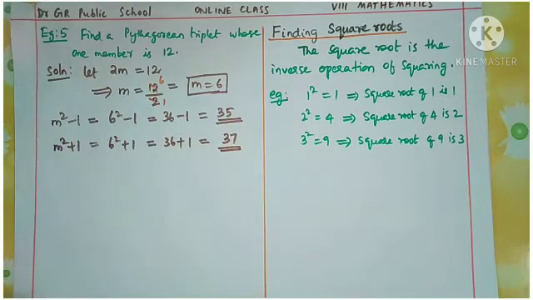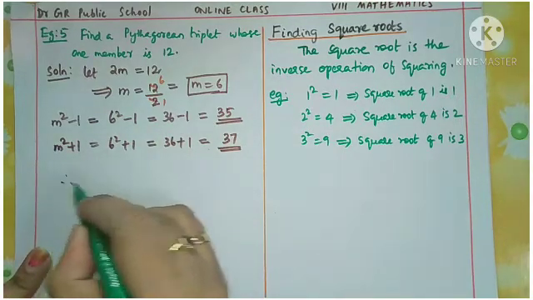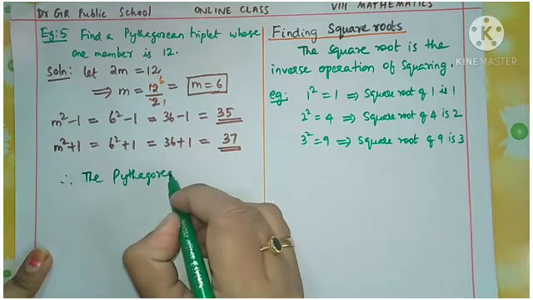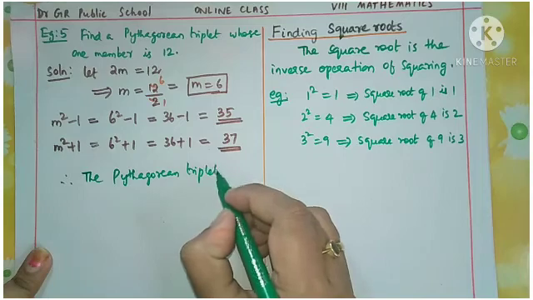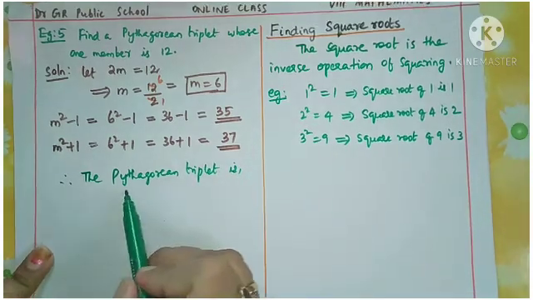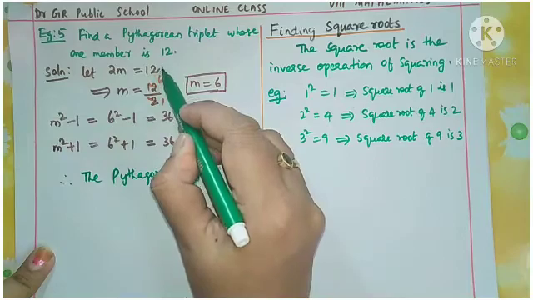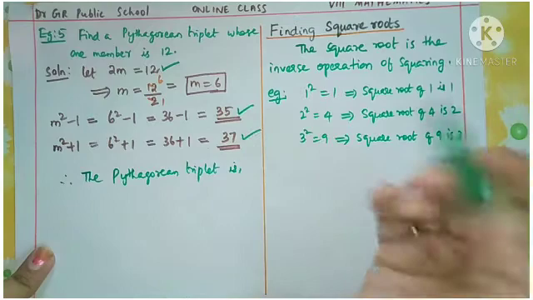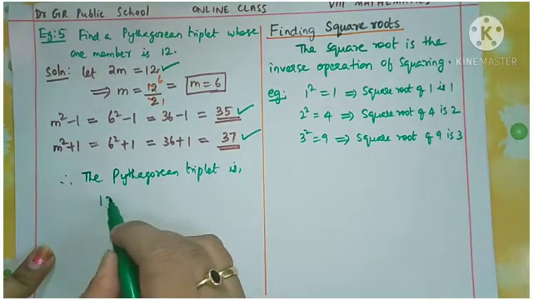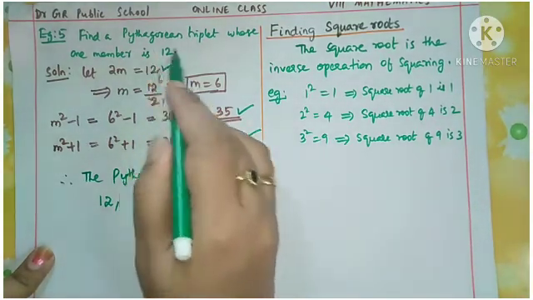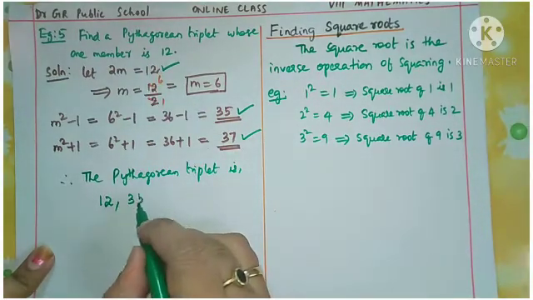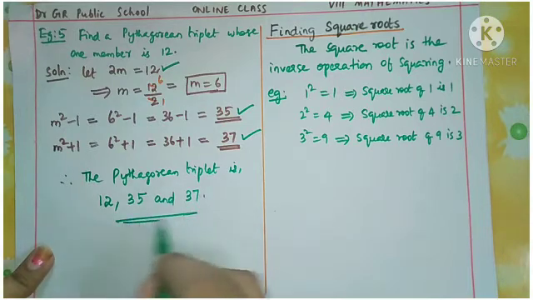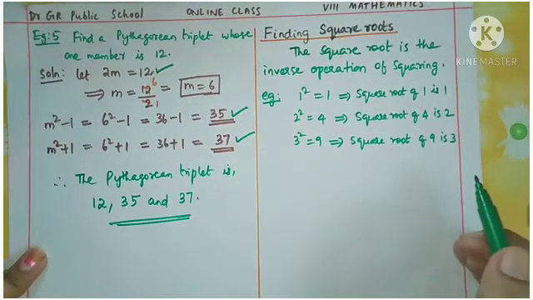Therefore the Pythagorean triplet is, yes, what are the three numbers? First number is our 2m, then m square minus 1, m square plus 1. So you want to write 2m value 12, that is given in our question. Then we found out second member 35 and the third member is 37. Okay, so that is the answer.